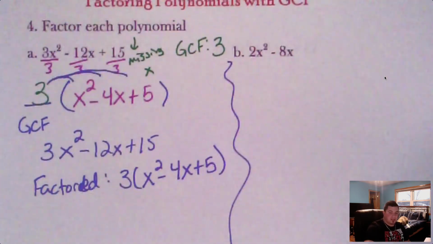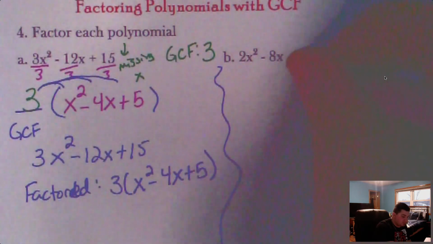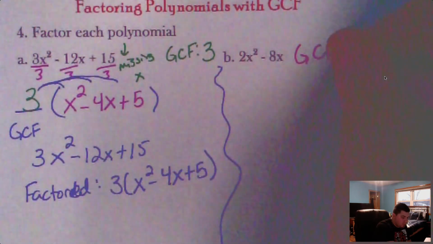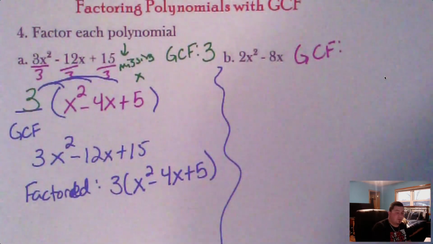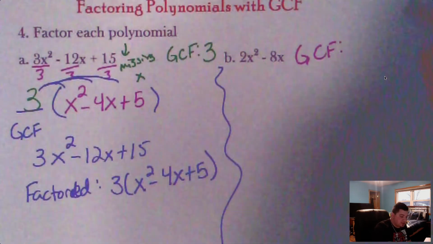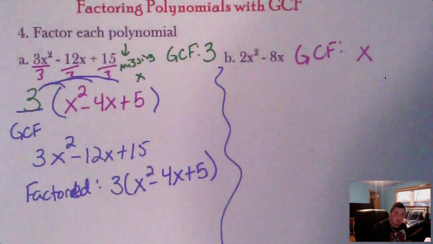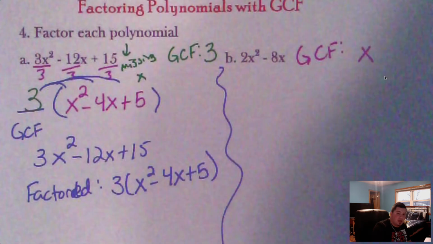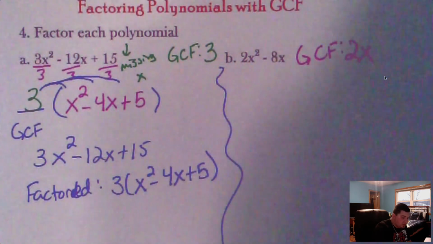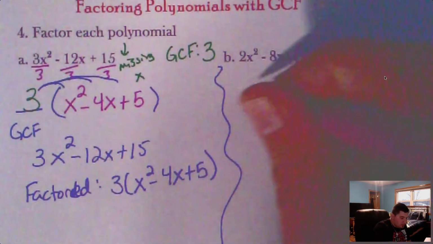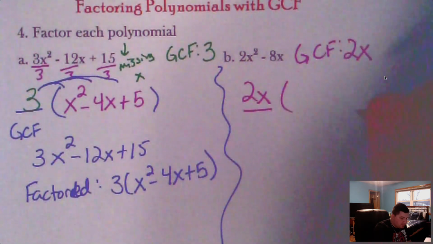So if I go to the next one and I talk about GCF again, this time we've got to look at the numbers and x's. They both have an x, so we're going to have x in it. Again, lowest one is just x. 2 and 8, GCF is 2. So I put my little line, 2x.